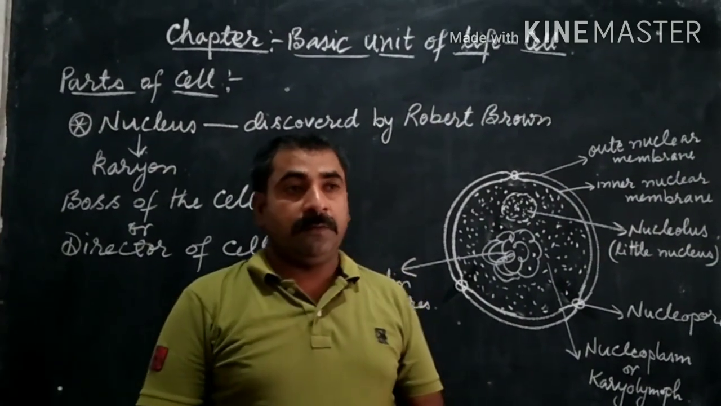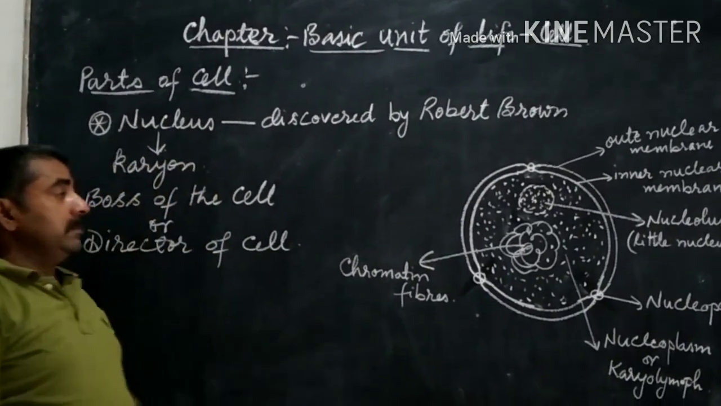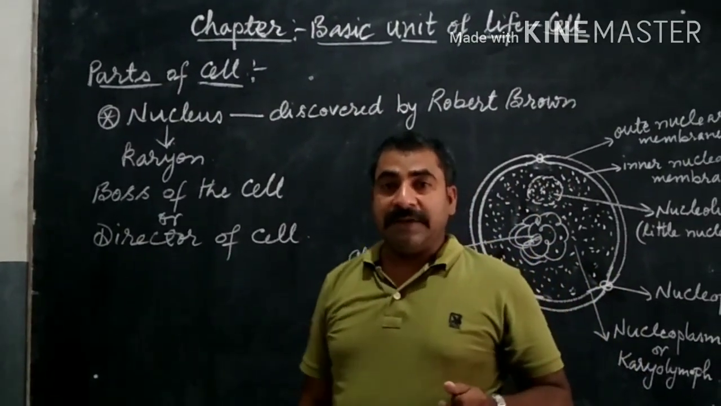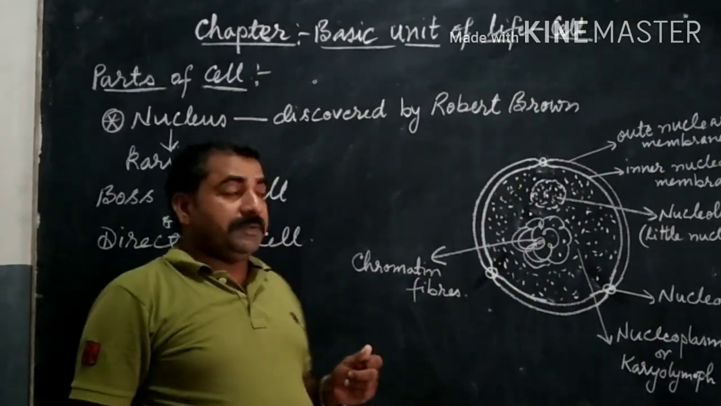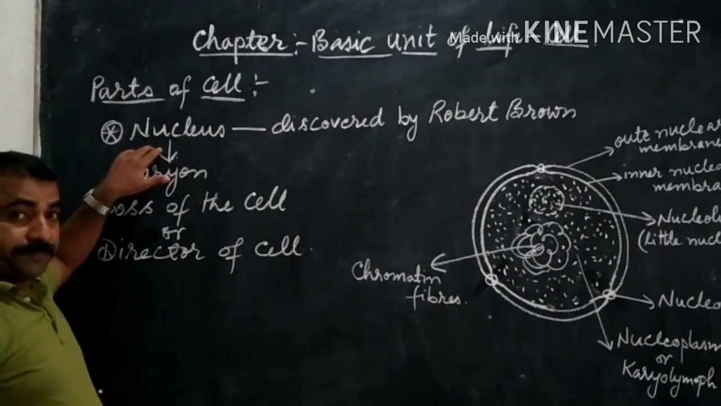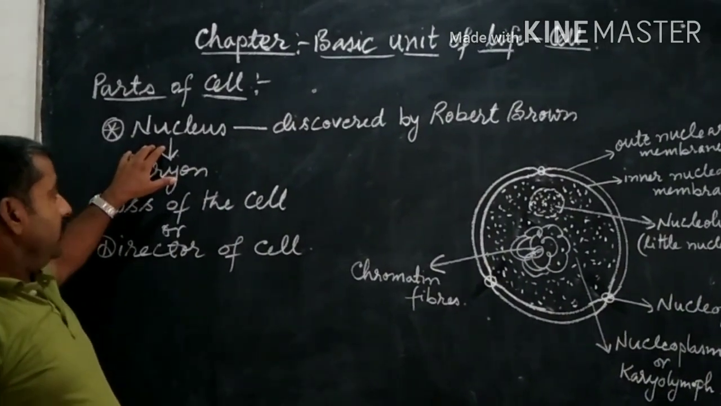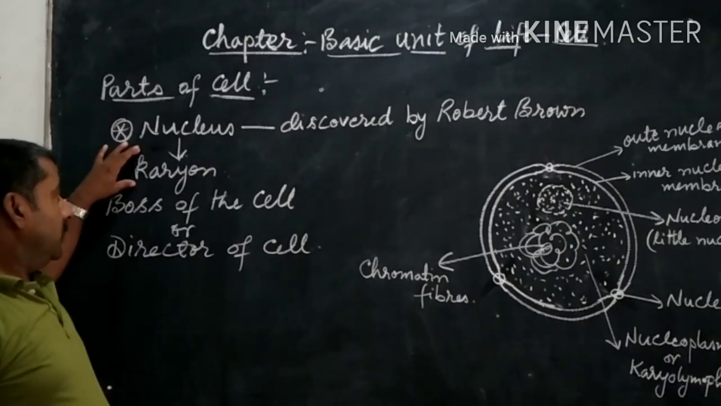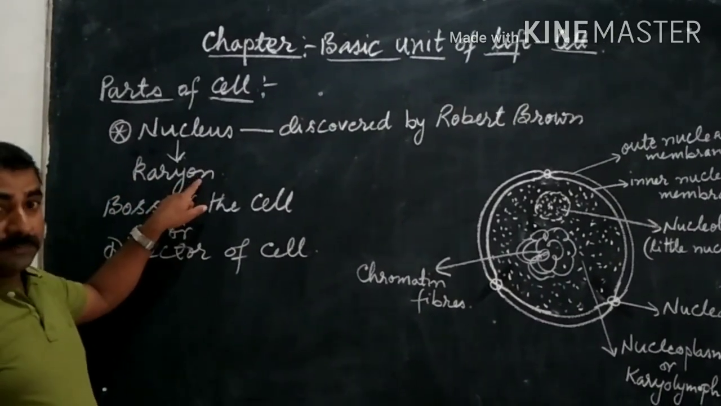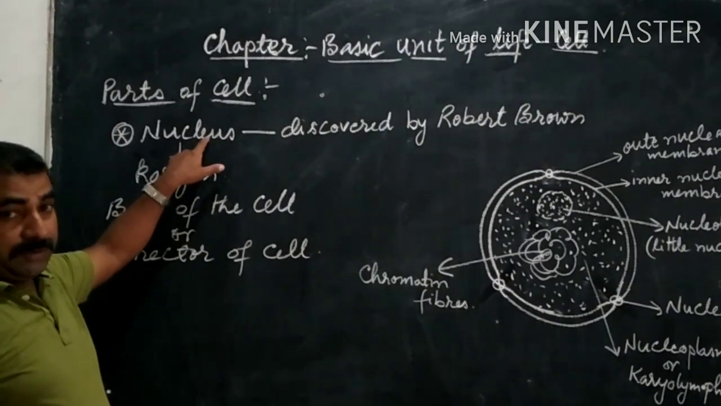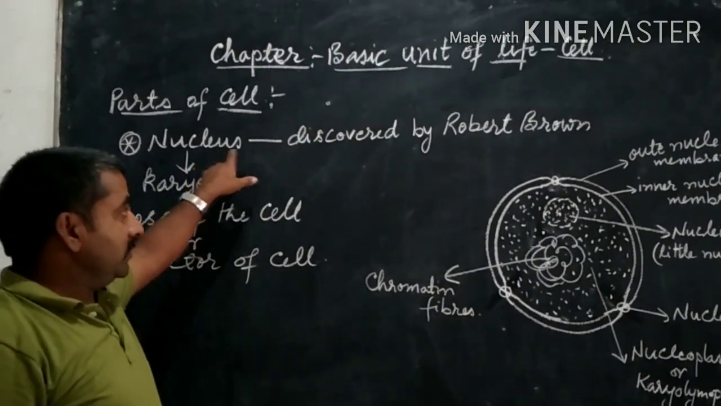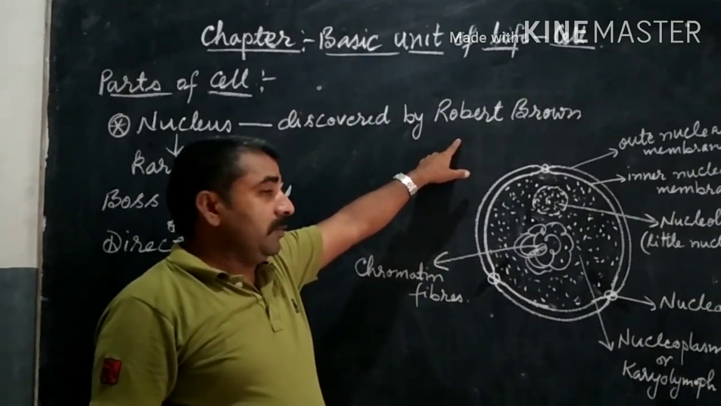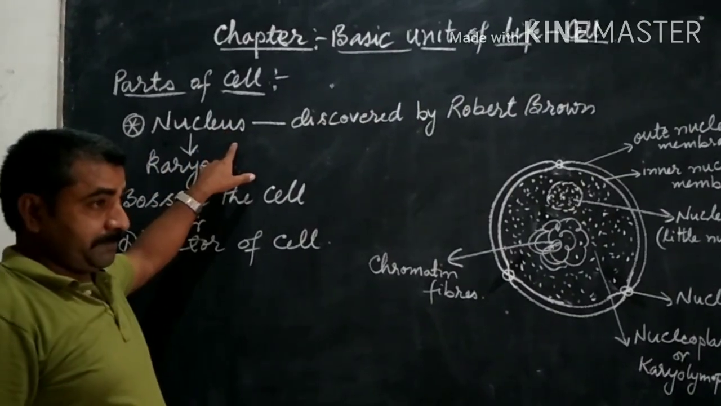Welcome students. In my last lecture, I explained cell wall and cytoplasm. Our today's topic is nucleus. Previously, nucleus was known by a Greek term, and that Greek term is called karyon. Karyon means nucleus, and nucleus was discovered by Robert Brown. Robert Brown was the discoverer of nucleus.